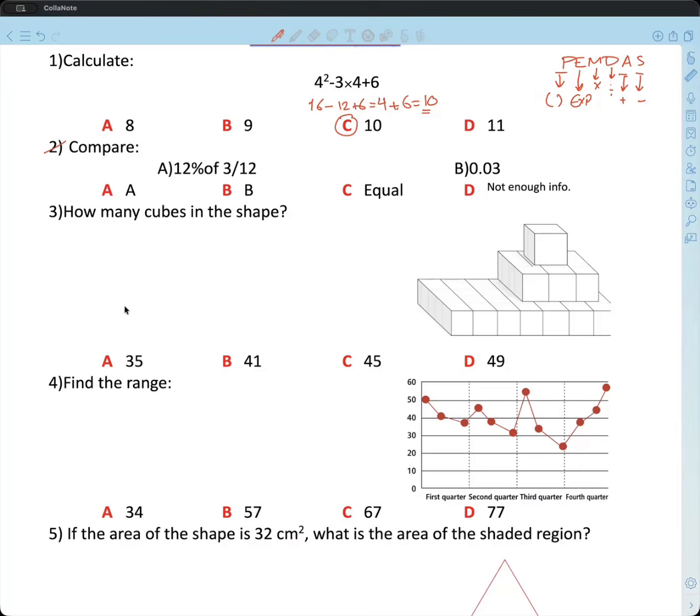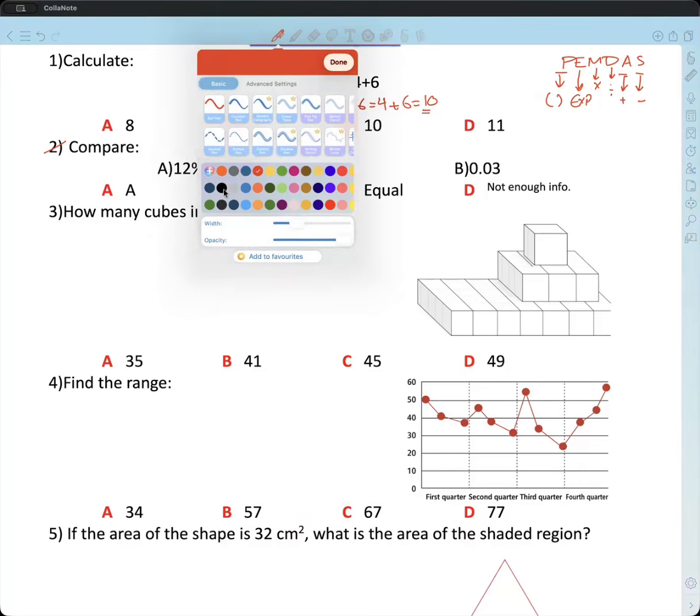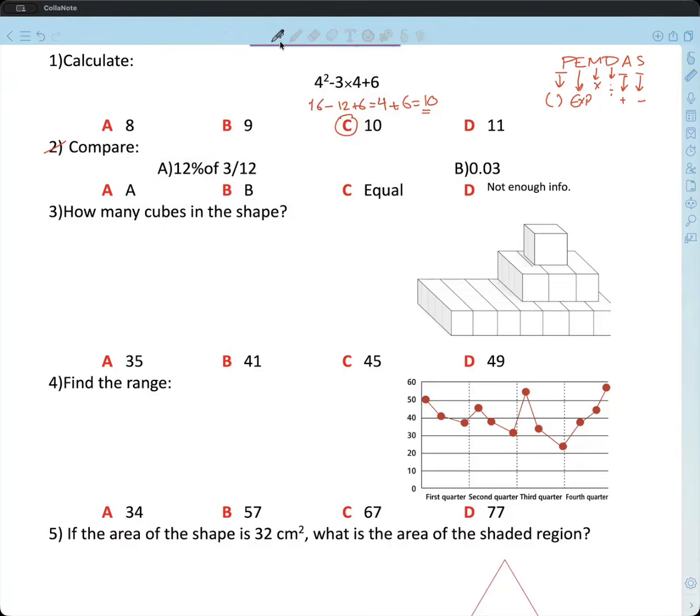Let's move to question 2. Compare between 12% of 3 over 12 and 0.03. How can we calculate this part? So let's change the color. 12% is 12 over 100 times 3 over 12. Now you can simplify: you can eliminate 12 and 12 from the numerator and from the denominator, so it's 3 over 100. You can change 3 over 100 from a fraction into a decimal. It's 0.03. It means both are equal, so the answer is C.